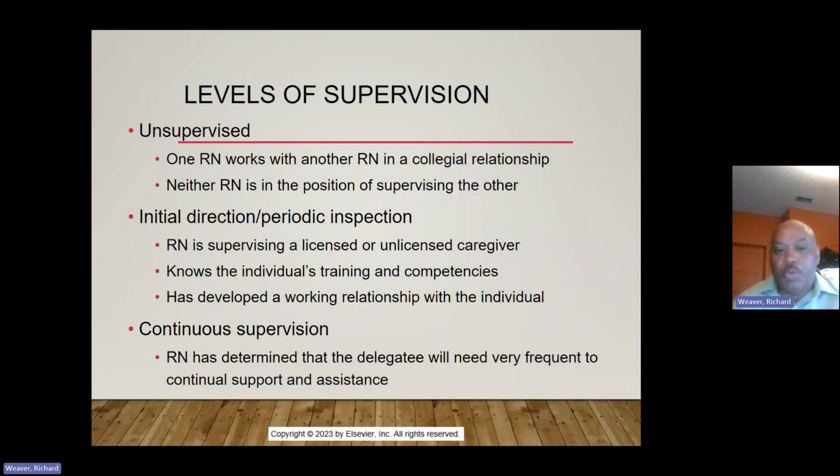And then you have continuous supervision. The RN has determined that the delegatee needs frequent to continual support and assistance. Maybe someone who is new. All right. This level of supervision is required when even the working relationship is new, the task may be very complex, or the delegatee is inexperienced or has not demonstrated an acceptable level of competence.